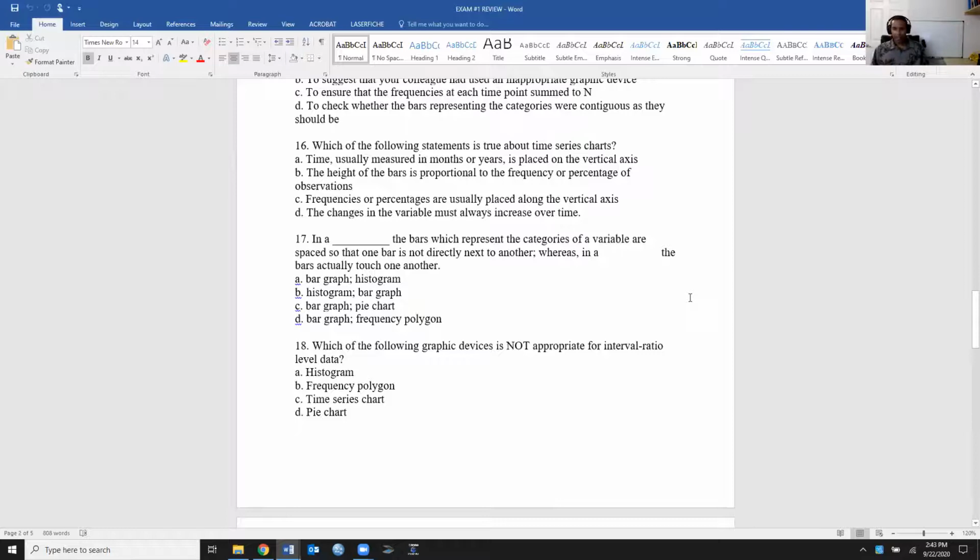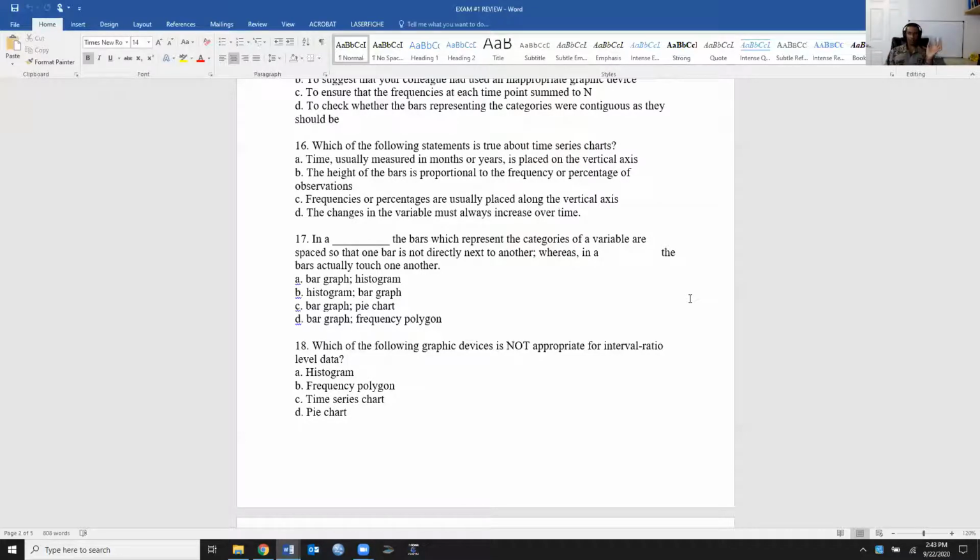17, so in a blank, the bars which represent categories of a variable are spaced so that one bar is not directly next to another, whereas in another blank, the bars actually touch one another. A? A, good. So in a bar graph, the bars which represent the categories of a variable are spaced so that one bar does not directly touch another. Because if you're dealing with nominal or ordinal level data, there's no reason for the bars to touch, because you would use a bar graph for nominal or ordinal level data. The categories are typically separate.